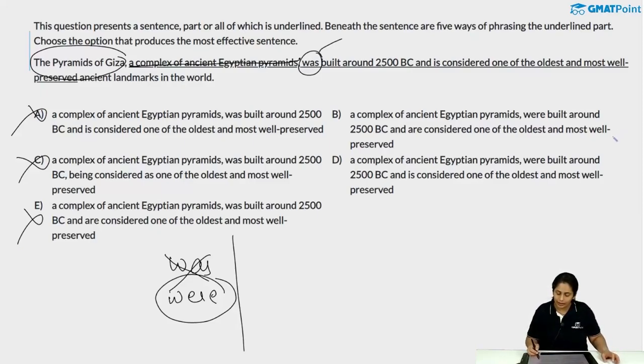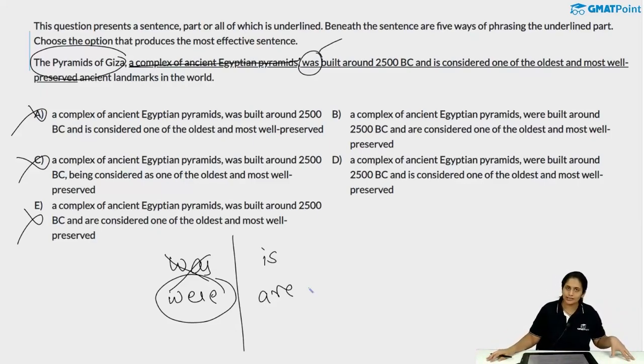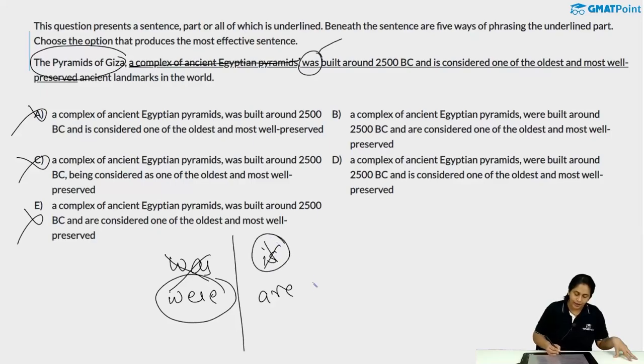And now let us take a look at the options: and are considered one of the oldest and most well preserved, and is considered. Is and are is the second split. Now, if was were singular, then is would have been right. But because were is correct, you should have plural verbs throughout. So pyramids of Giza were built around this and are considered the oldest and most well preserved. So is is incorrect because it is singular. Are would be the correct form of the verb for pyramids of Giza.